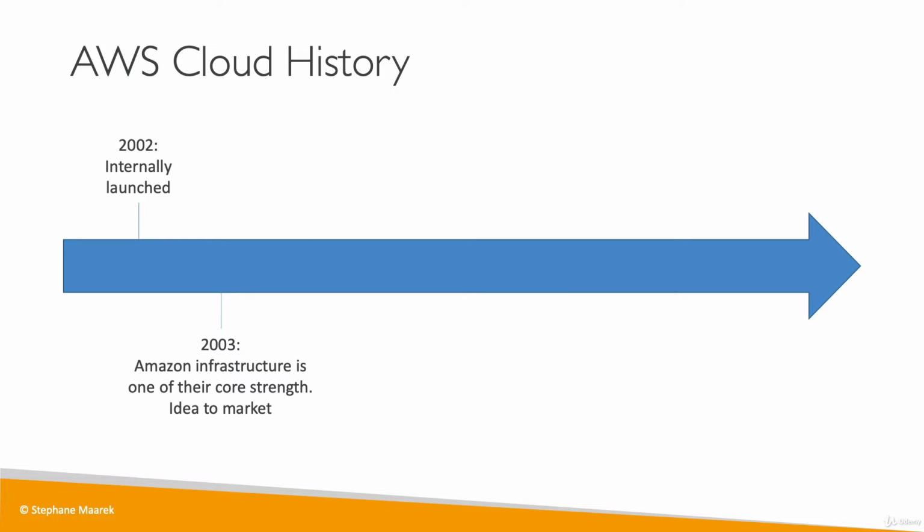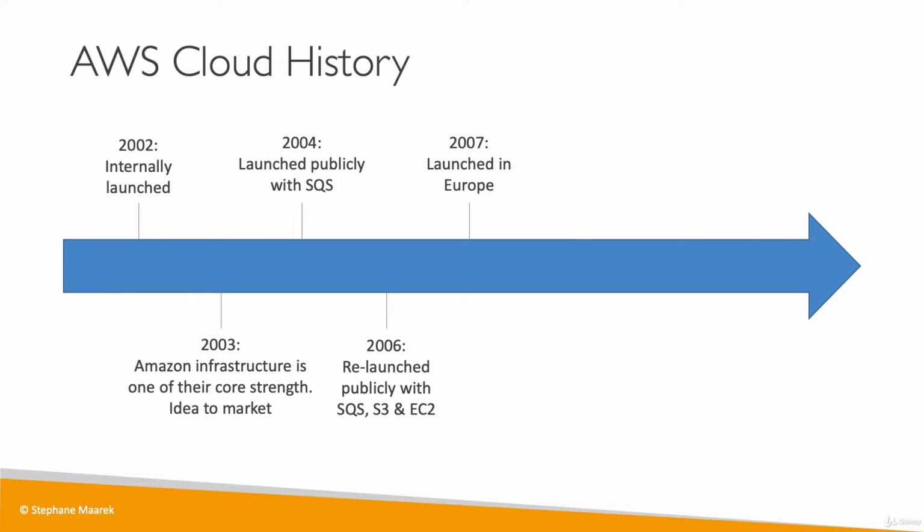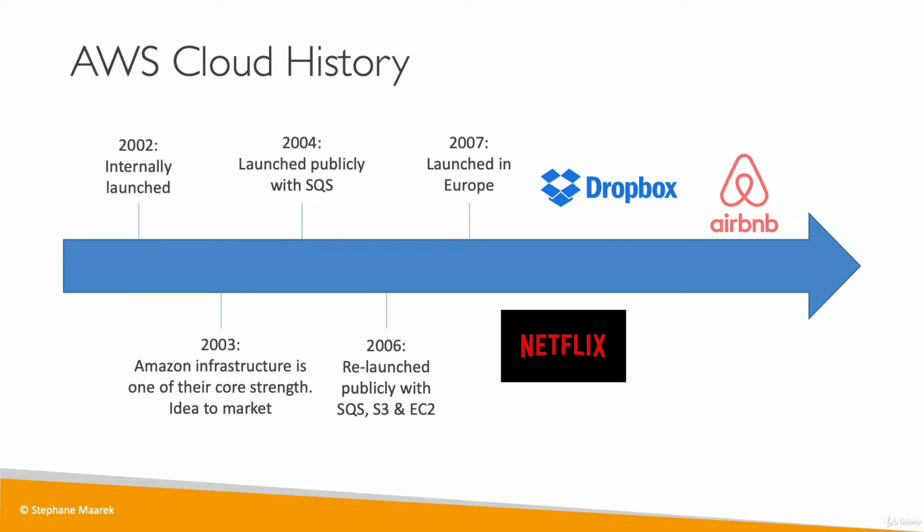So they launched their first offering publicly, which was SQS in 2004. In 2006, they expanded their offering and they relaunched with the availability of SQS, S3, and EC2. Don't worry, we'll see all these services in this course. Then they expanded and said, you know what, we don't have to be just in America, we could be in Europe. And then fast forward to today, we have so many applications that used to run or are still running on AWS, such as Dropbox, Netflix, Airbnb, or even NASA.